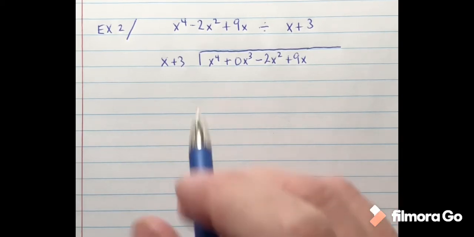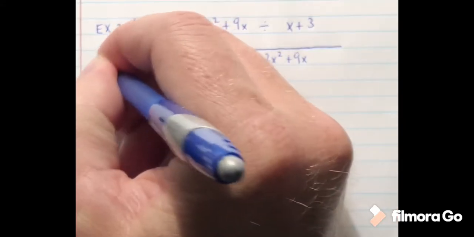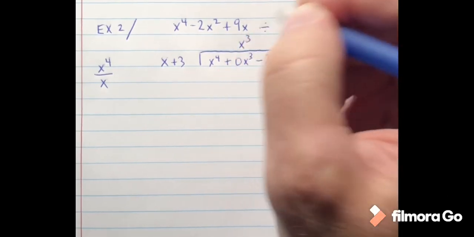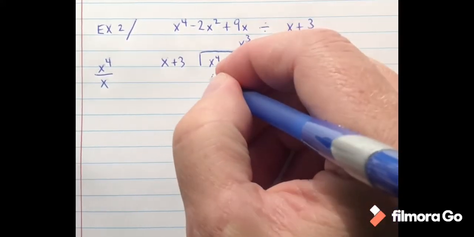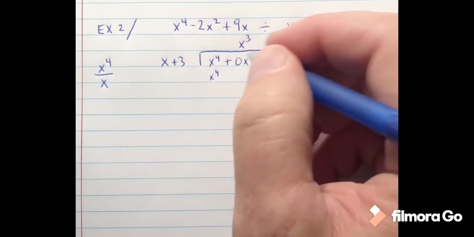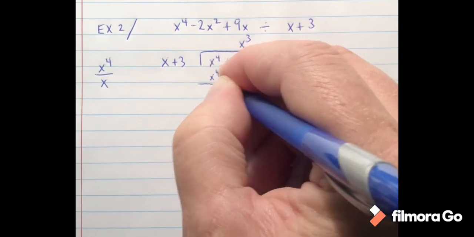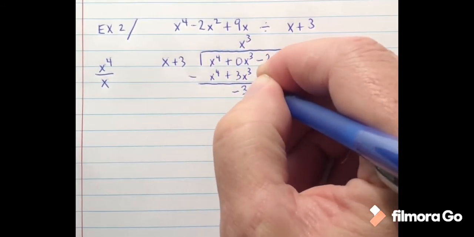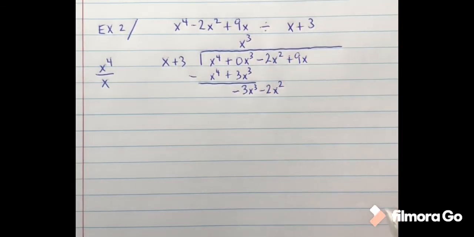Process is still the same. I'm going to say how many times does x go into x to the fourth? Well, x to the fourth divided by x, that's going to give me x to the third. So when I go about doing this, x times x to the third is x to the fourth. 3 times x to the third is 3x to the third. So now when we subtract, again, it's going to change both signs. I get a negative 3x to the third. I bring down my negative 2x squared.